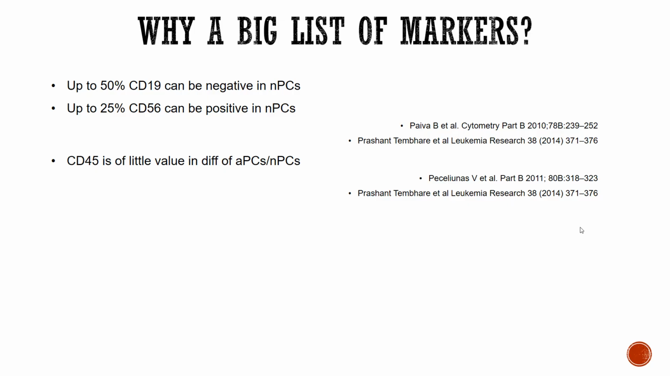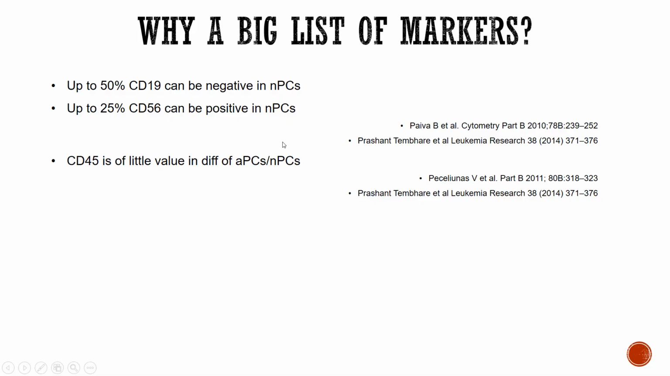Now, why do you need so many markers? The reason is, as I mentioned, CD19, which we use as an aberrant marker through CD19 loss. Up to 50% of normal plasma cells can also show down regulation of CD19. So CD19 down regulation does not always mean abnormal plasma cell, and up to 25% of plasma cells can show CD56 expression. So CD56 positivity does not always mean abnormality. Even CD45 down regulation can be seen in normal plasma cells, the same with CD81. So that's why we need the combination of these markers along with light chain restriction.